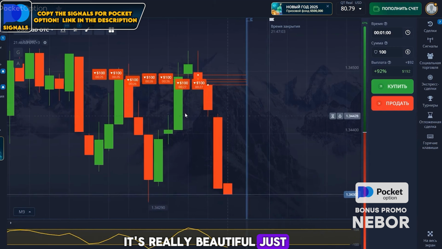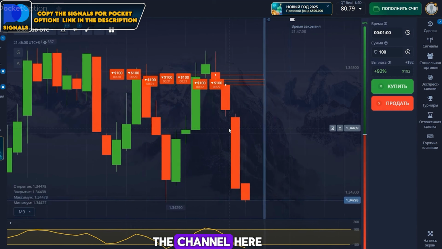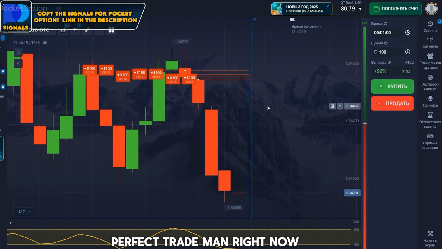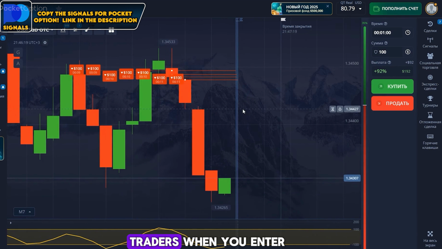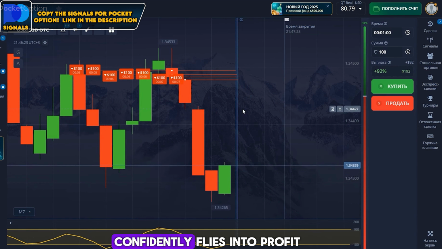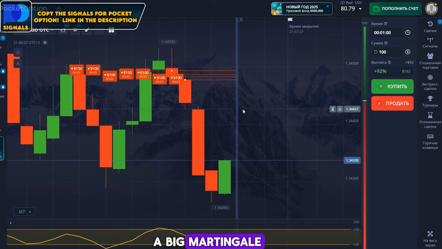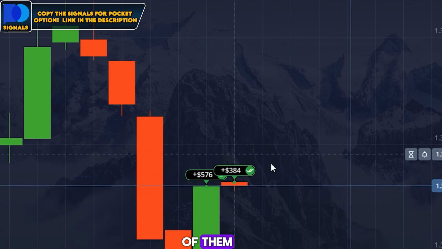It's really beautiful, just imagine, pure beauty. How does it work here? Well, you can even see the channel here. With the naked eye, it's just perfect for scalping. Perfect trade. Man, right now, my soul is just happy. I think you, as traders, when you enter a trade, analyze it, and the price just confidently flies into profit, there's nothing better than this. And especially if it's a big martingale or a large amount. The trades are just closing out, there's a whole swarm of them.